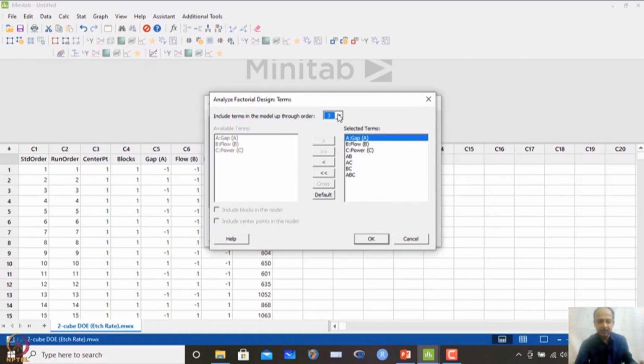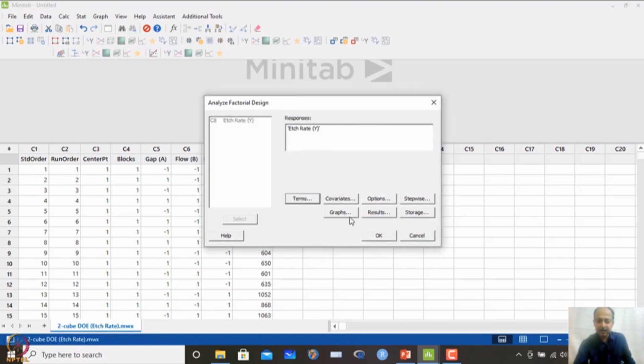So this is the include terms. ABC, all interactions up to the third level, we want to see over here. So AB, AC, and BC are already there, and ABC is the interaction effect that we want to study over here. So let us try to see that one.